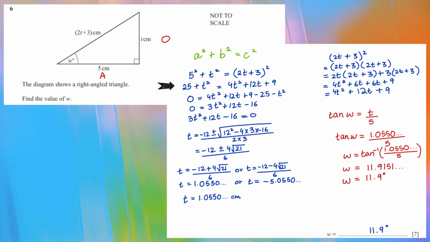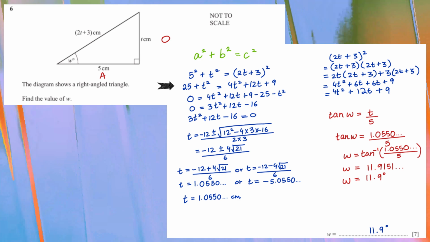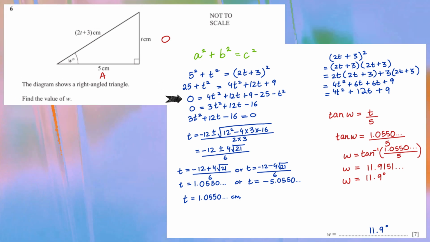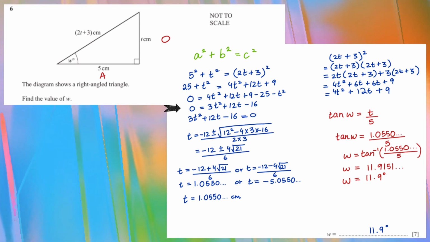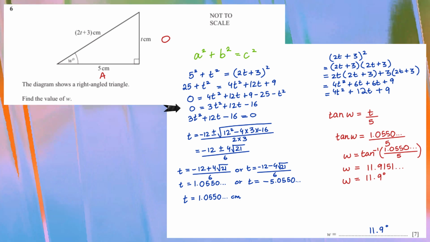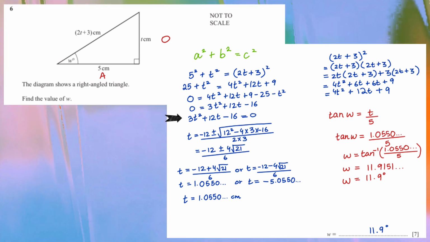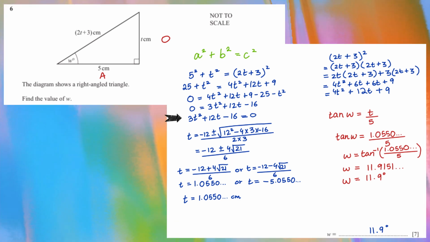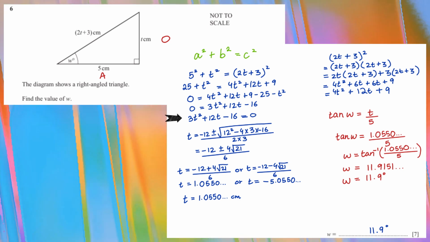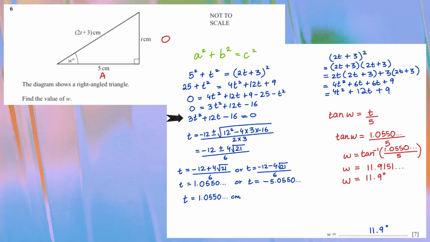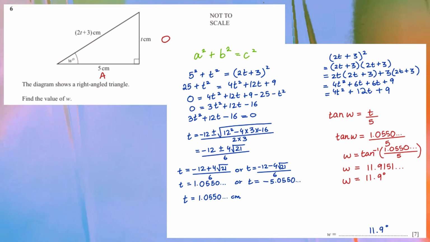Now, as you can see, this is pretty much starting to look like a quadratic equation. So, we subtract 25 and t squared from both sides. Then we simplify and get 0 equals 3t squared plus 12t minus 16. So we get a quadratic equation, 3t squared plus 12t minus 16 equals 0. Solving this quadratic equation will give us the value of t. We can solve this quadratic equation by applying the quadratic formula.